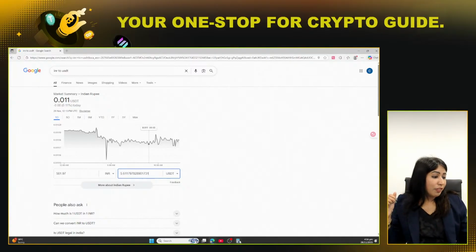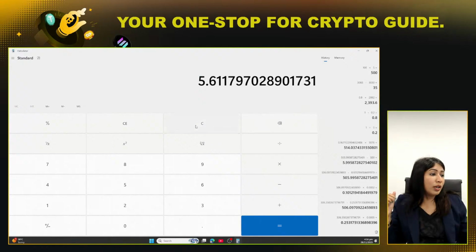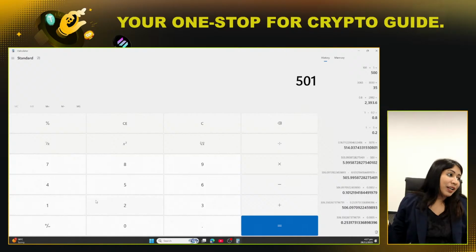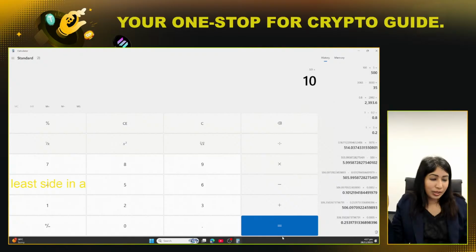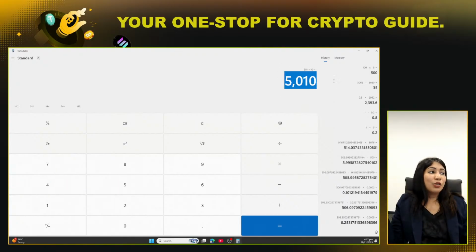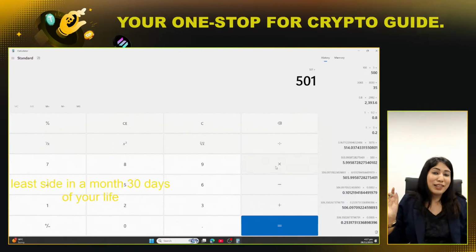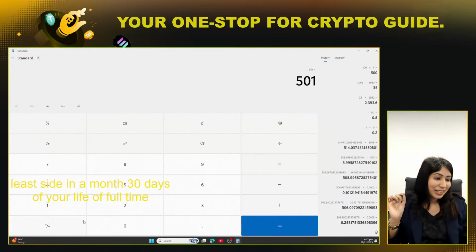So let's say 501, even for the smallest, even for the least side, let's say you traded around 8 to 10 times in a month, which is like 501 into, say you took some 10 trades in a month and you were successful enough, so you are able to earn close to 5,000 rupees as a side hustle, okay, for 10 trades. And if you trade 30 days of your life, basically you are aiming for a full-time employee salary, that I can tell you.